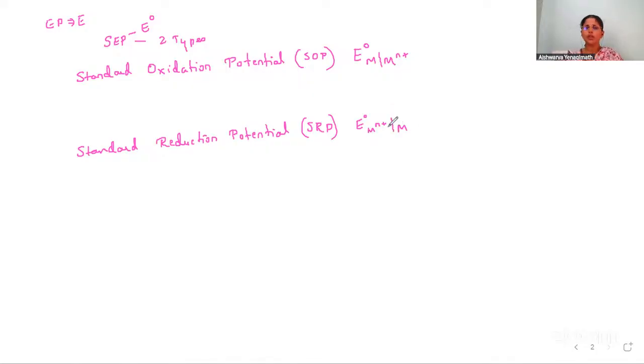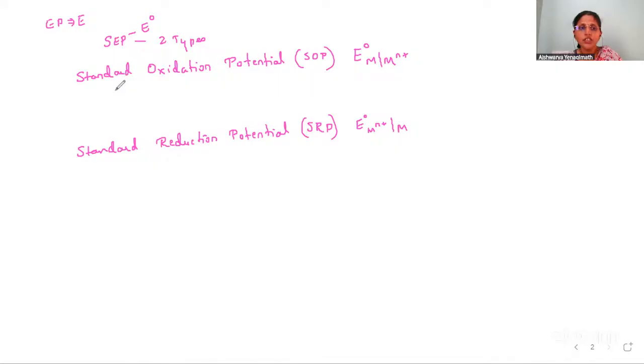Now the question arises, teacher, how do we understand whether it is an oxidation potential or a reduction potential? Don't worry much, you need not learn these by heart. Oxidation is M bar M n plus and reduction is M n plus bar M, not required. Please do not memorize it. I'll tell you the easy way to remember this.